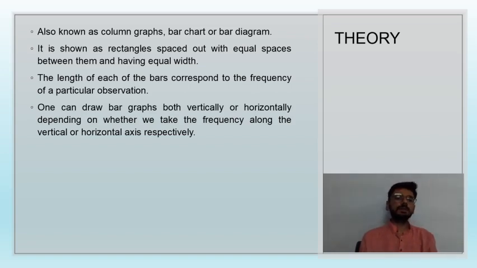The length of each bar corresponds to the frequency of a particular observation. The higher the length of a bar, the more frequent that particular observation is. And if the length of that particular bar is less, that means the frequency is lesser in comparison to the higher one. One can draw bar graphs both vertically or horizontally, depending on whether we take the frequency along the vertical axis or the horizontal axis respectively.